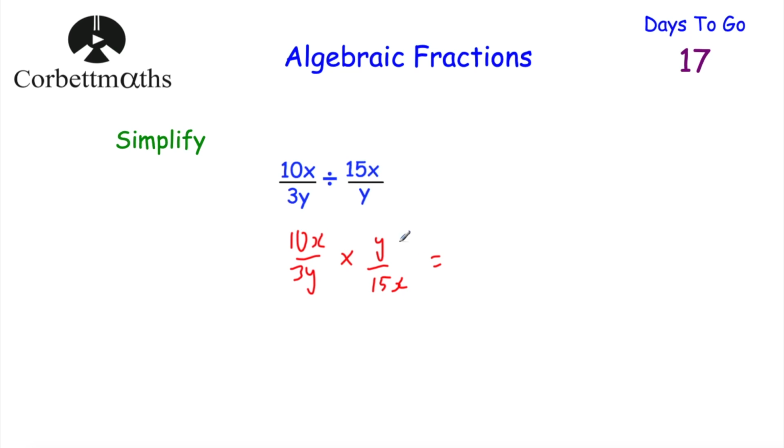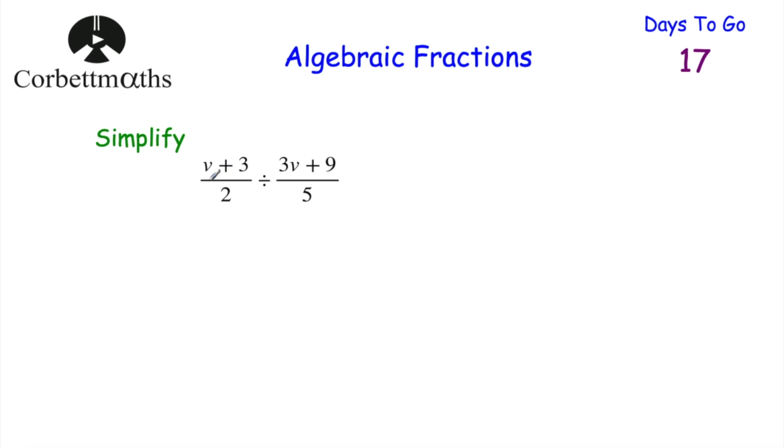Now at this point, we could do some cancelling down first. So for instance, we could divide this denominator and this numerator by y. And we could divide this numerator and this denominator by 5x. But I'm just going to multiply to begin with. So 10x times y would be 10xy. And the denominator, 3y times 15x, would be 45xy. Okay, now let's cancel down. We can divide both the numerator and denominator by x and by y, and also by 5. So if we divide this by 5, we get 2, and if we divide this by 5, we get that's equal to 9. So the answer would just be 2/9. So 10x over 3y divided by 15x over y would be just 2/9, and that's it. And if you got that, well done.